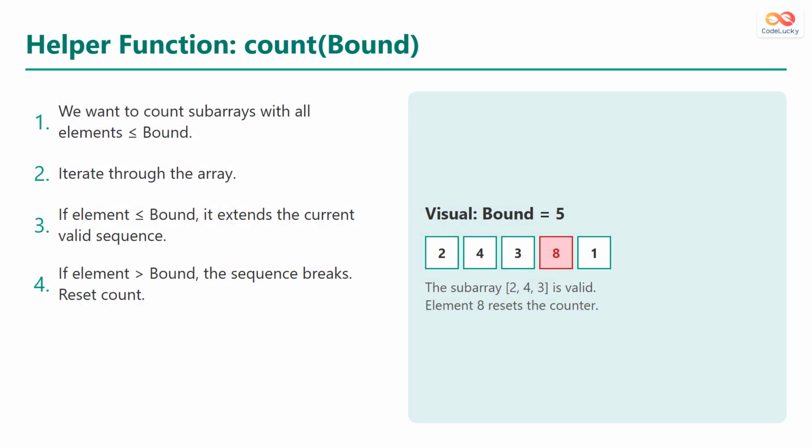Let's define a helper function called count that takes a bound. This function will count how many subarrays have all elements less than or equal to that bound. As we iterate through the array, if we see a number less than or equal to the bound, it continues a valid sequence. If we see a number greater than the bound, the sequence breaks, effectively resetting our count.